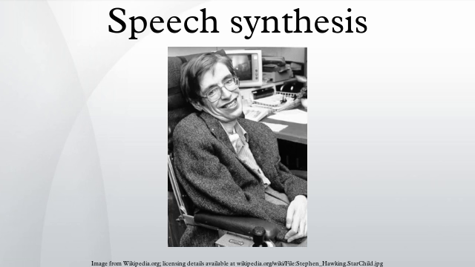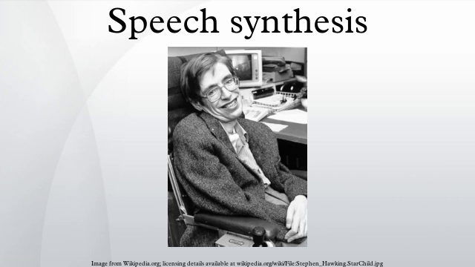Generally, concatenative synthesis produces the most natural-sounding synthesized speech. However, differences between natural variations in speech and the nature of the automated techniques for segmenting the waveforms sometimes result in audible glitches in the output. There are three main subtypes of concatenative synthesis. Unit selection synthesis uses large databases of recorded speech.